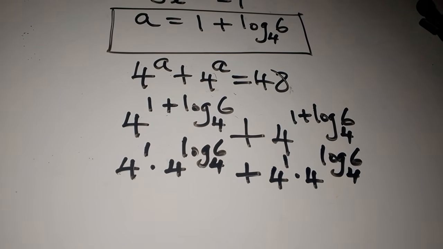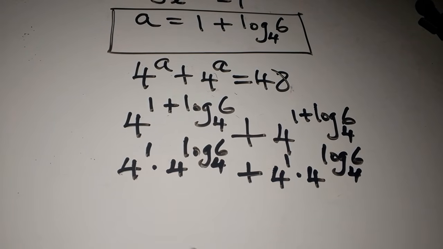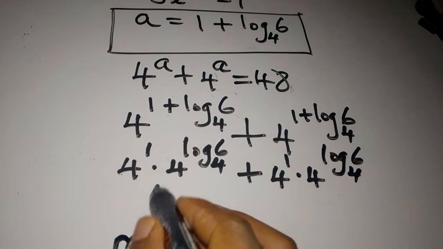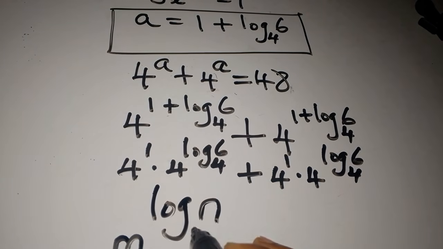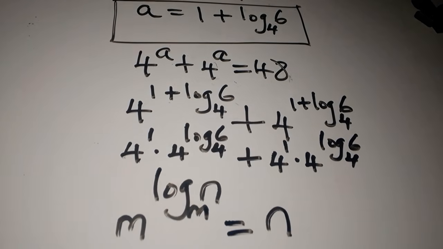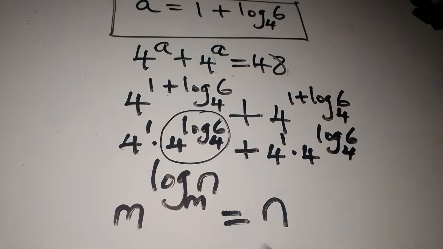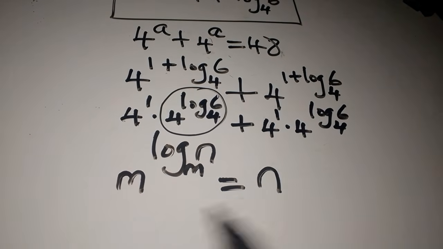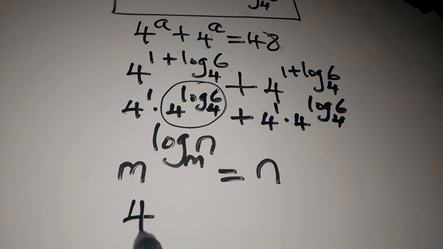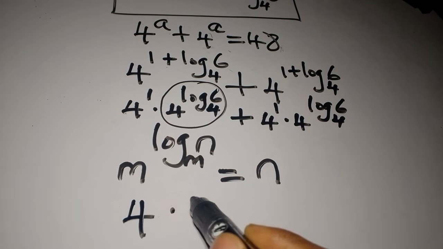Okay, and then look at the law that I want to explain. The law says that if you have m to the power of log n, but to the same base of m, everything there should be equal to n. Look at that. So you can relate what we have here to what we have here. And if the whole of this is equal to n, then the whole of that should be equal to 6. And I know you will agree with me. So 4 to the power of 1 is 4, multiplied by the whole of that, which we said is 6.